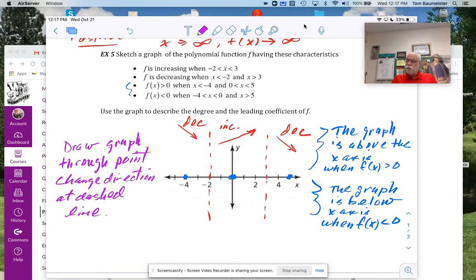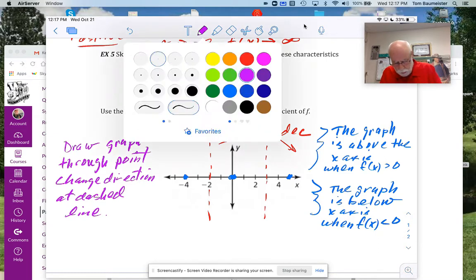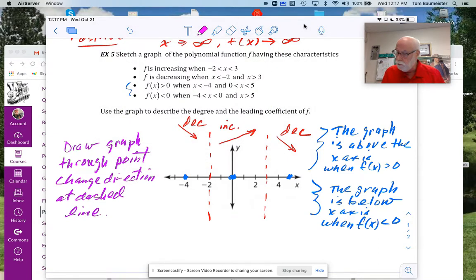All right, so let's see here. Why don't we, well, let's do one more thing here. I think that'll help you. So I want you to put, when it's greater than 0, right here, I want you to put plus signs. And then when it's less than 0, why don't you put negative signs?